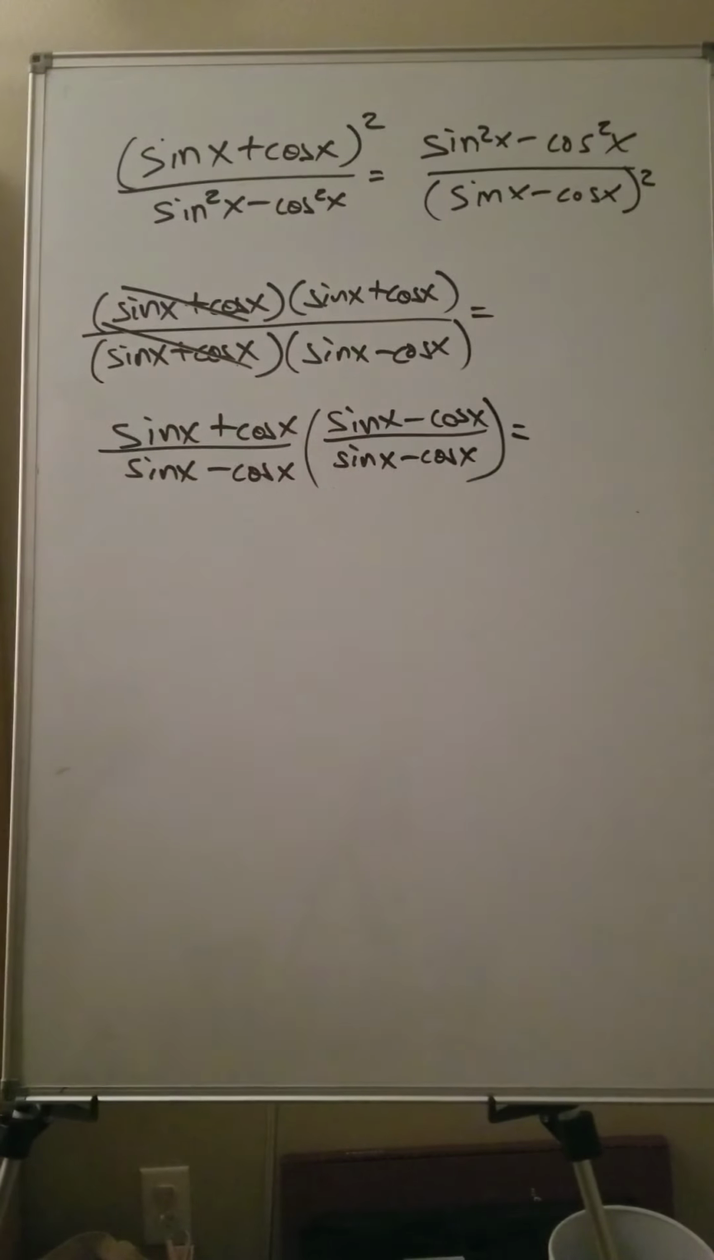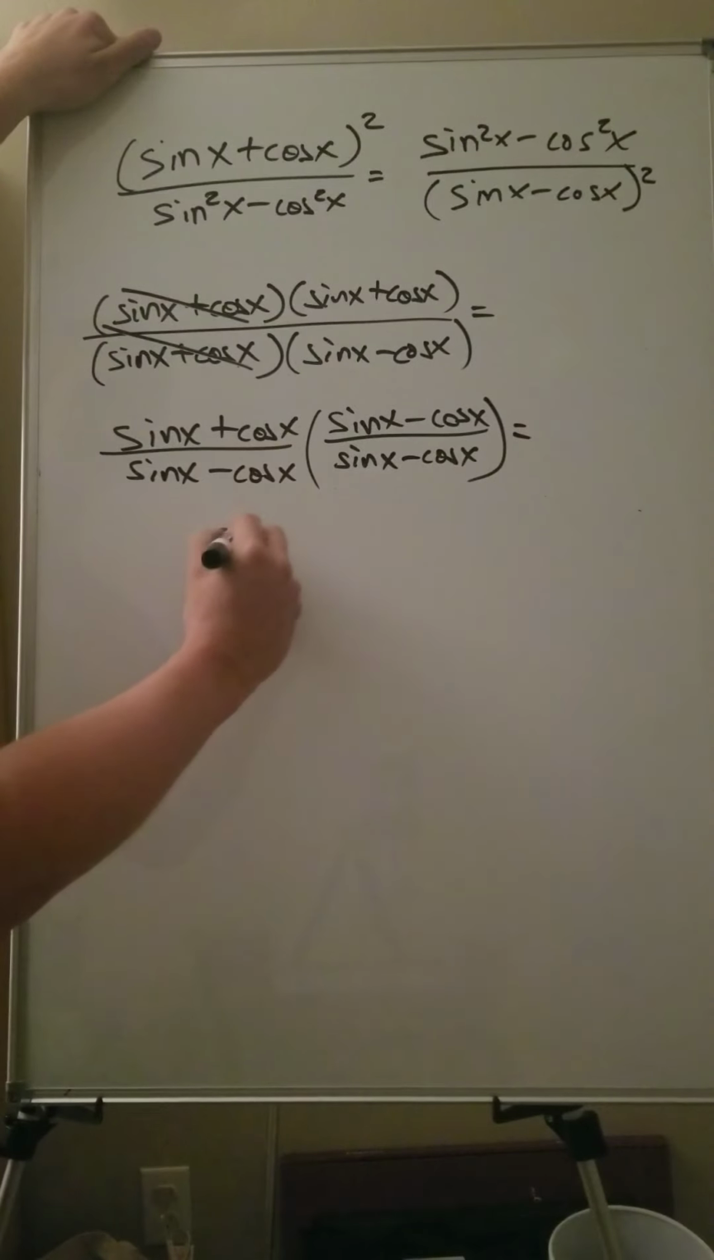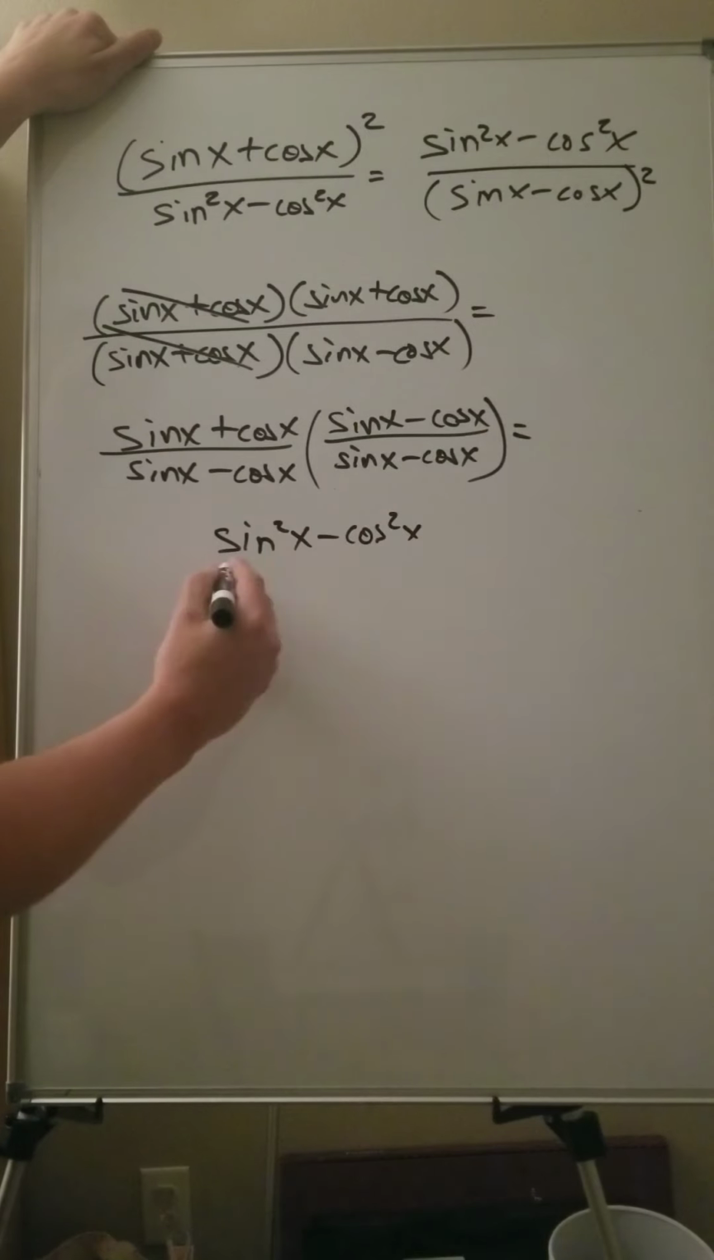I'm multiplying by a form of 1, but what it's going to get me on top is a plus b times a minus b. That's a difference of two squares. That simply becomes sine squared x minus cosine squared x.